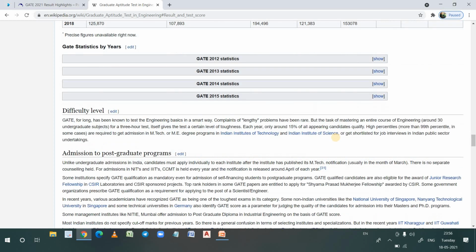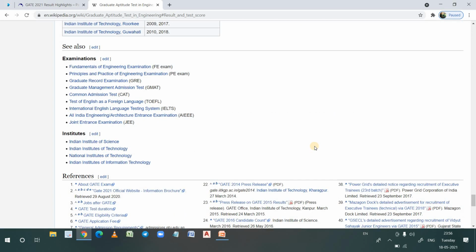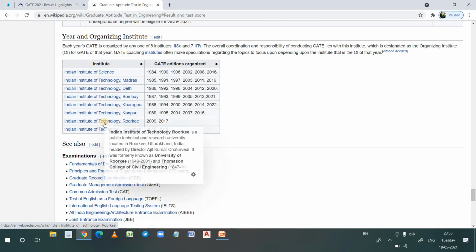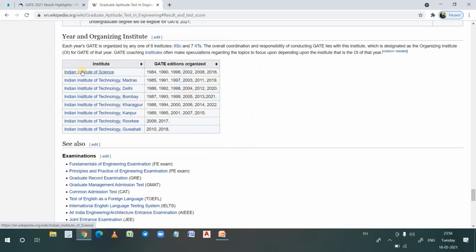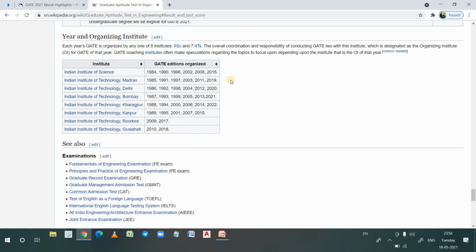So who organizes GATE, you should also be aware of it. Here are the 7 mother IITs, that are IIT Madras, IIT Delhi, IIT Bombay, IIT Kharagpur, IIT Kanpur, IIT Roorkee, IIT Guwahati, and there is the Indian Institute of Science, IISc, right? So these are the organizations who conduct or organize the GATE paper, right?